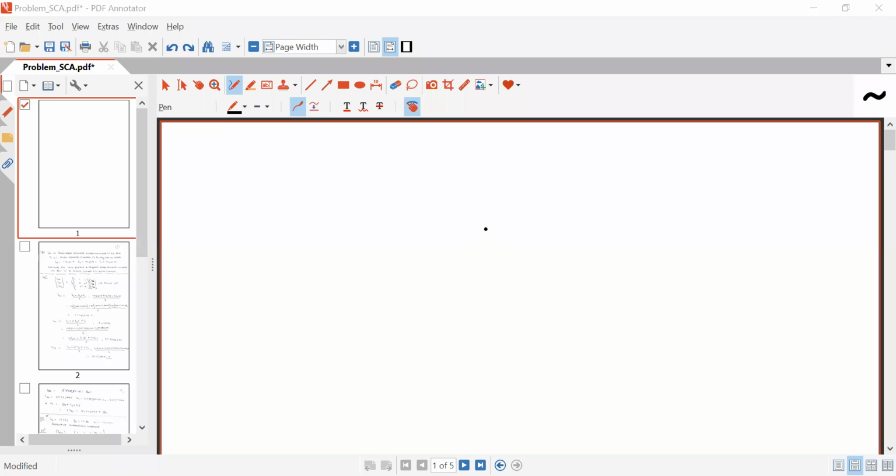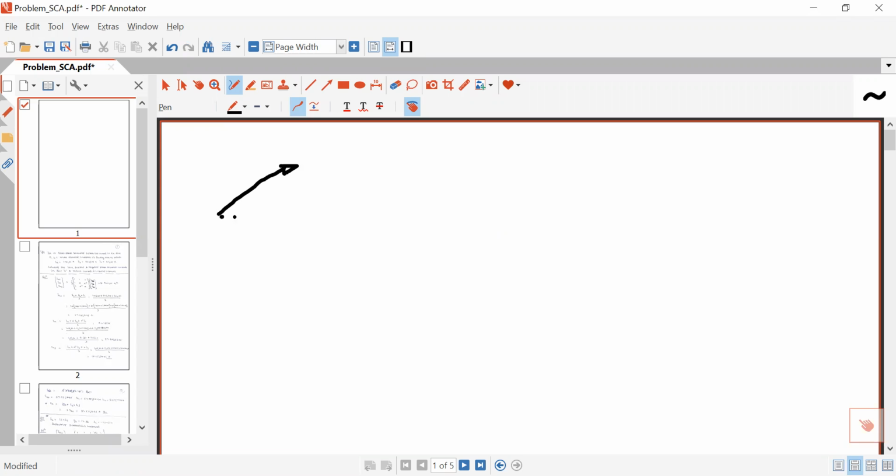In this lecture, I am going to discuss some numerical examples based on symmetrical component analysis. But before solving the numerical, you must revise the previous lecture.